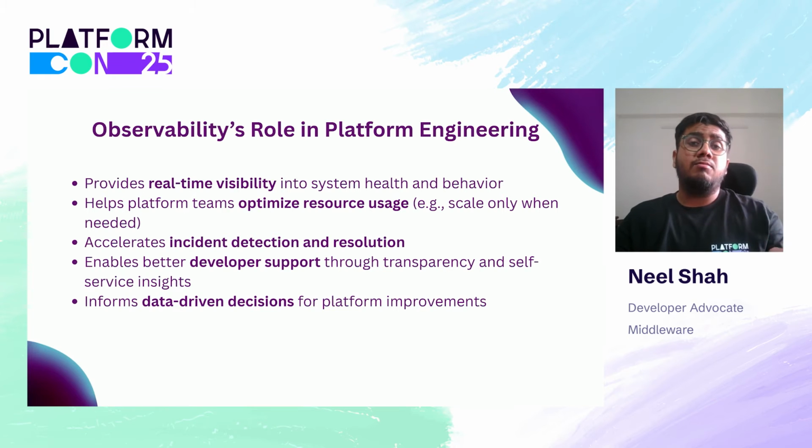APIs can also be monitored. So if some of the APIs go down, then you will have an alert in your resource, let it be Slack, Teams, WhatsApp, or email, anywhere. It also enables better developer support through transparency and service insights. It also helps drive decisions from data insights for platform improvement.